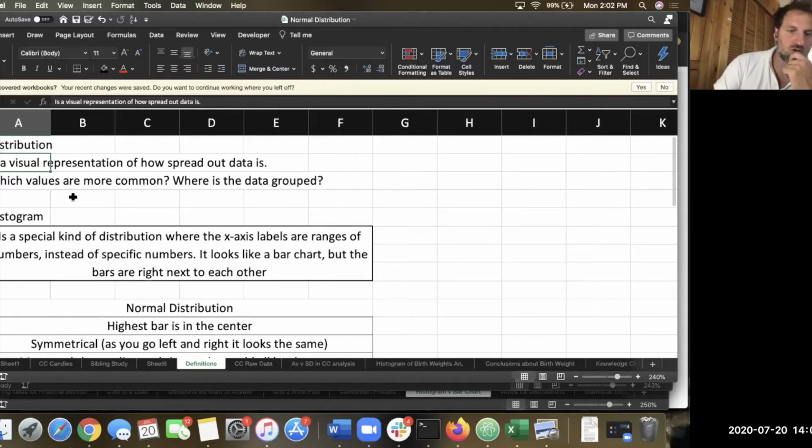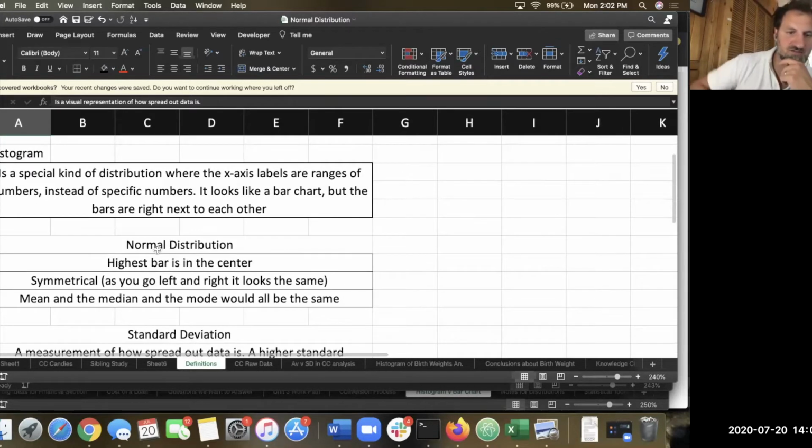And where we're going is to talk about a special kind of histogram, which is a normal distribution. A couple things to know about the normal distribution. The highest bar is in the center, so the mode is in the middle of the graph. It's symmetrical, so the left and the right side look the same. You take a mirror and put it down the middle, and it looks the same whether you're looking at the left or the right. And the last thing is this idea that the mean, the median, and the mode are all the same.